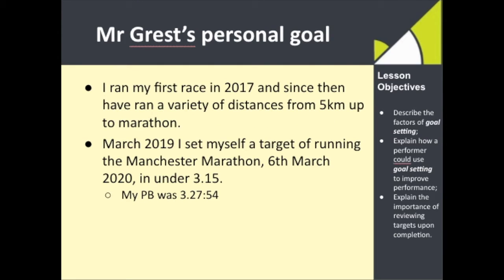Now, to put it into context, from my experience, in 2017, I ran my first race. I ran a half marathon with Mrs. Croucher and Mrs. Duncan. And since then, I've run various races from 5 kilometres up to a marathon and half marathons, etc. Now, in 2019, I set myself the target to run the Manchester Marathon on the 6th of March 2020, and my aim was to run under 3 hours 15 minutes. Sorry, my PB at the time, the previous year, was 3 hours 27 minutes 54 seconds.